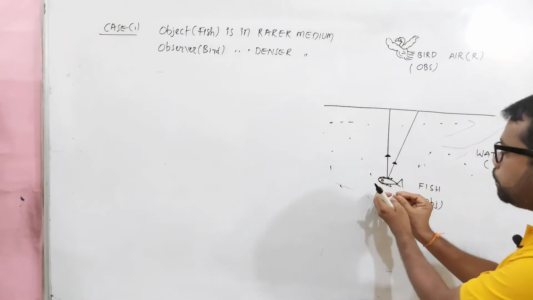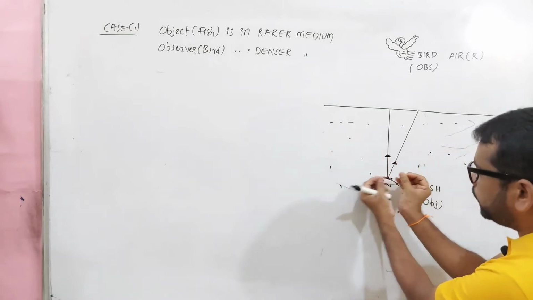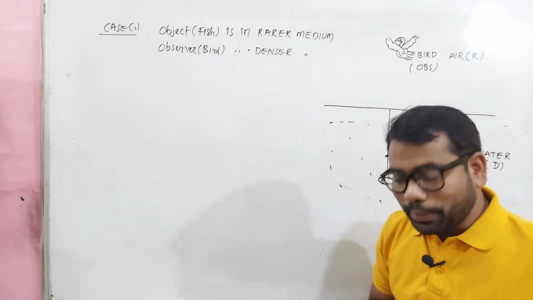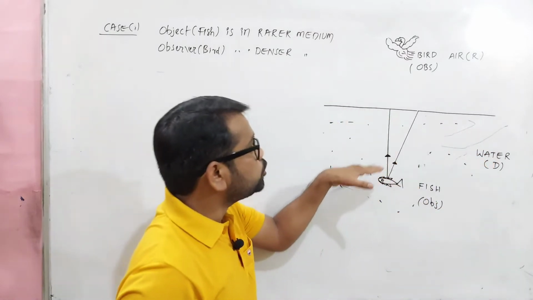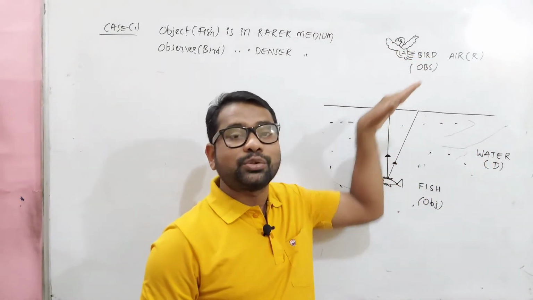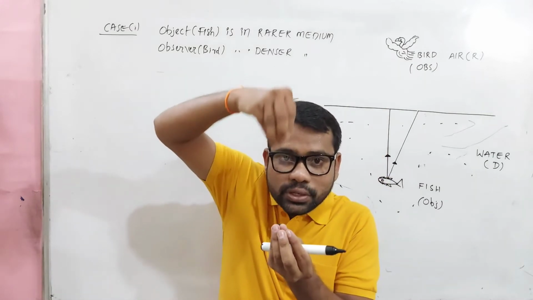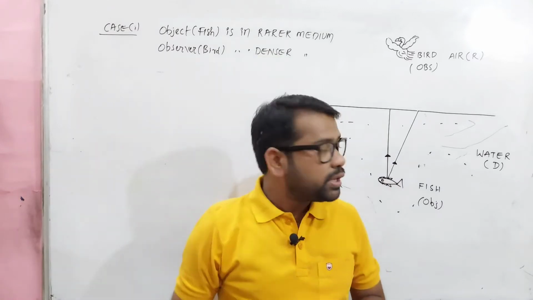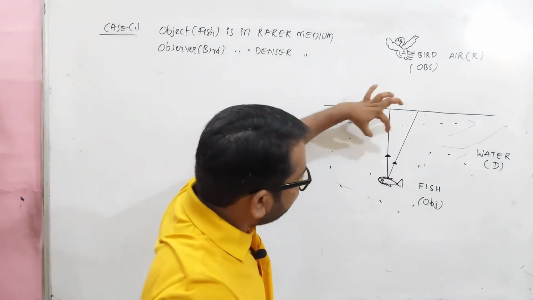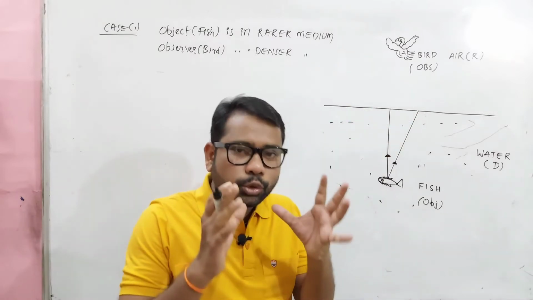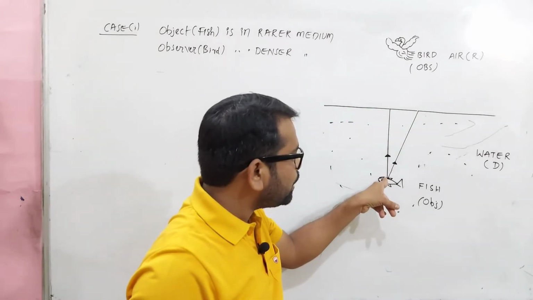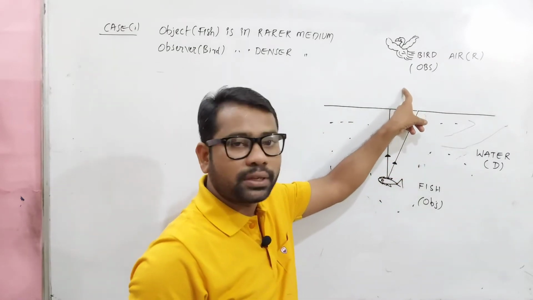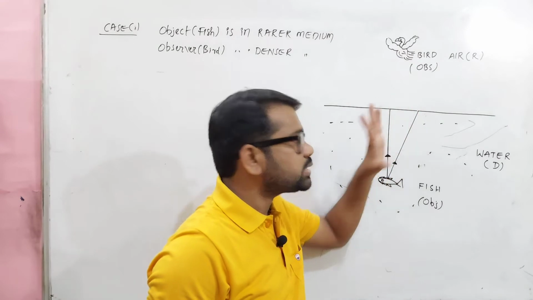Now light rays from this object, that is the fish, will go from all directions, downwards, three-dimensionally. But here we will consider the light rays towards the observer. Just think that now a bird is observing that fish vertically, from the top. So here, let us consider two light rays. Let us draw the two light rays from the object. One is coming vertical, that is normal to this interface between the two mediums. Another one is the second light ray.